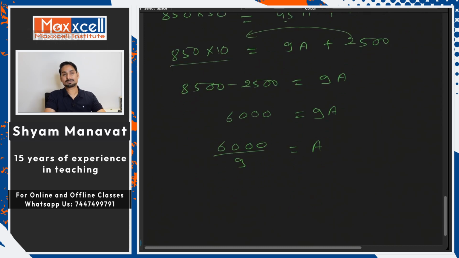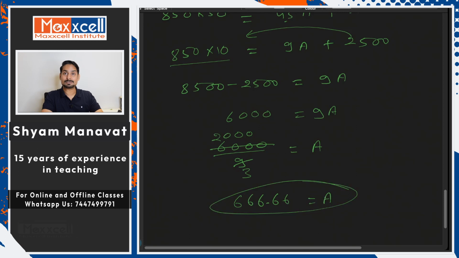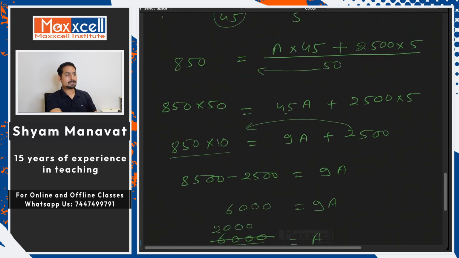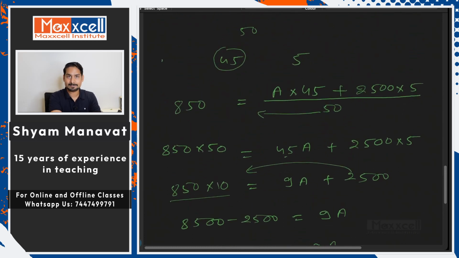If you simplify this, you get the average salary of the staff, which will be in decimal, of course, because of 9. Maximum what you can do is cancel this and say 2000 by 3. Yeah, 2000 by 3 will be 666.66. That is the value of A, which is the average of the remaining staff, right? So the calculation is fine, but are you understanding the concept of weighted average or combined average?